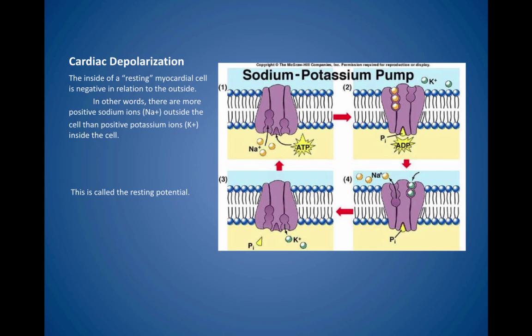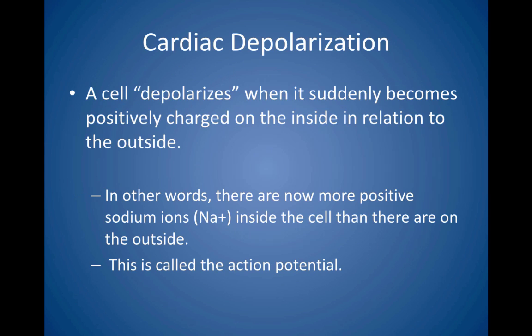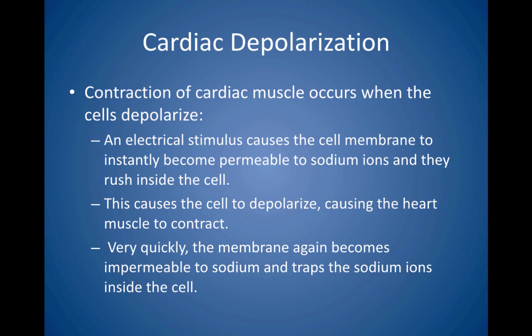So you see the number one, you've got the ATP that's going to be necessary to get some stuff moving. Okay, so then when the cell depolarizes, it suddenly becomes positively charged on the inside in relation to the outside. So then there's more sodium ions on the inside of the cell than there are on the outside. And so that's going to be called your action potential, right? And then the contraction of the cardiac muscle occurs when those cells depolarize.